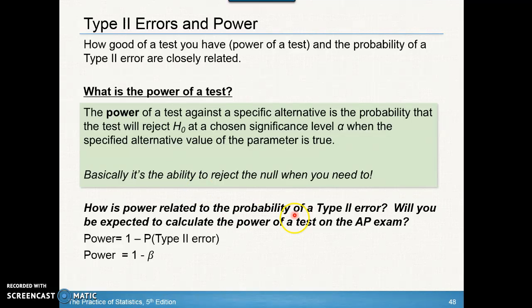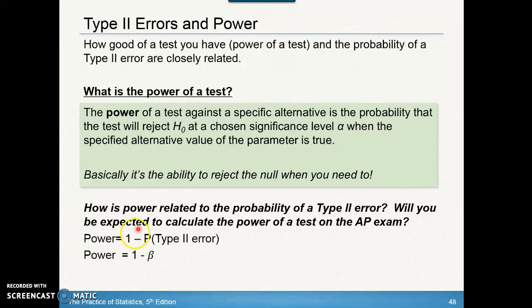Now we said, how are the probability of a type 2 error and the power of a test related? Well, remember, a type 2 error is failing to reject the null when it's false. The power of a test is rejecting the null when it is actually false. So they're actually complements of each other. So in order to get the power of a test, you do 1 minus the probability of a type 2 error, or 1 minus beta, because we're saying the power plus the probability of a type 2 error is 100%. You're either rejecting or failing to reject the null. Okay, if you think about that, because type 2 error is failing to reject, the power is rejecting it, those two together equals 100% of the time, or the area under the curve.